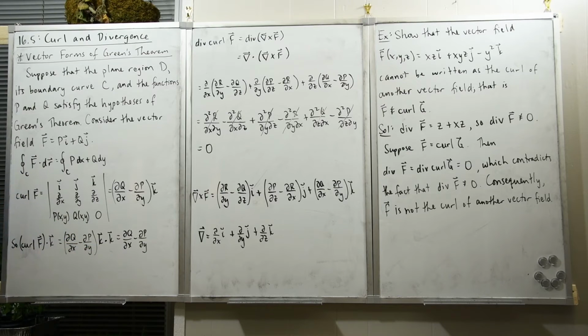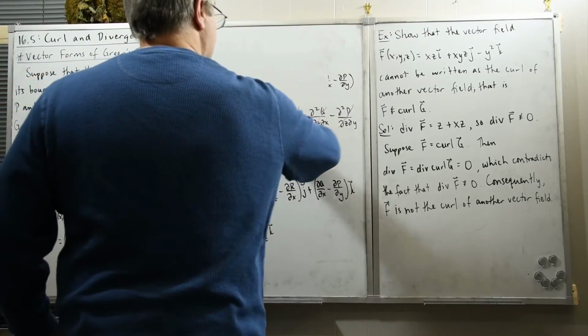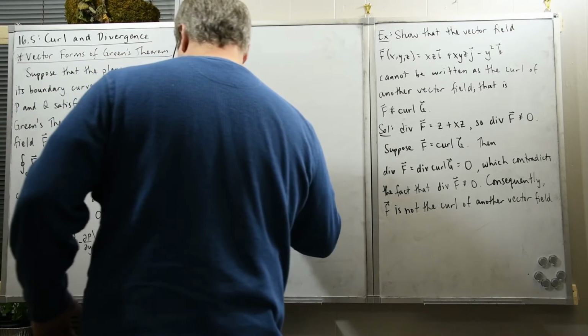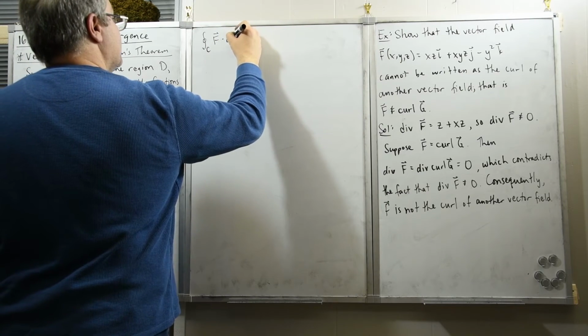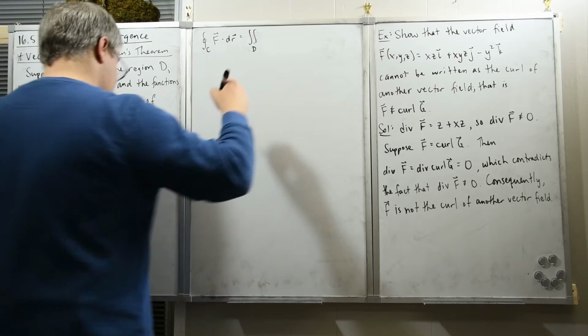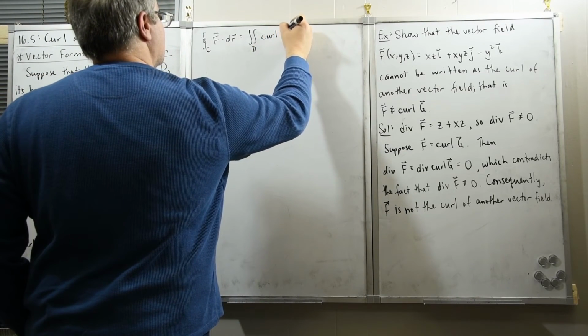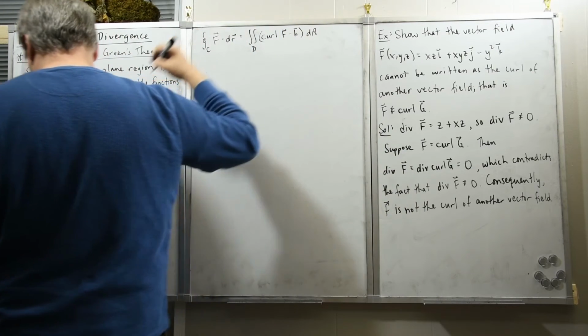But this looks pretty familiar, especially from the last section, because we were saying that our line integral of F along C was equal to the double integral over D of this difference. And so we can rewrite this: the line integral of F along C is equal to the double integral over D of the curl of F dot k dA.